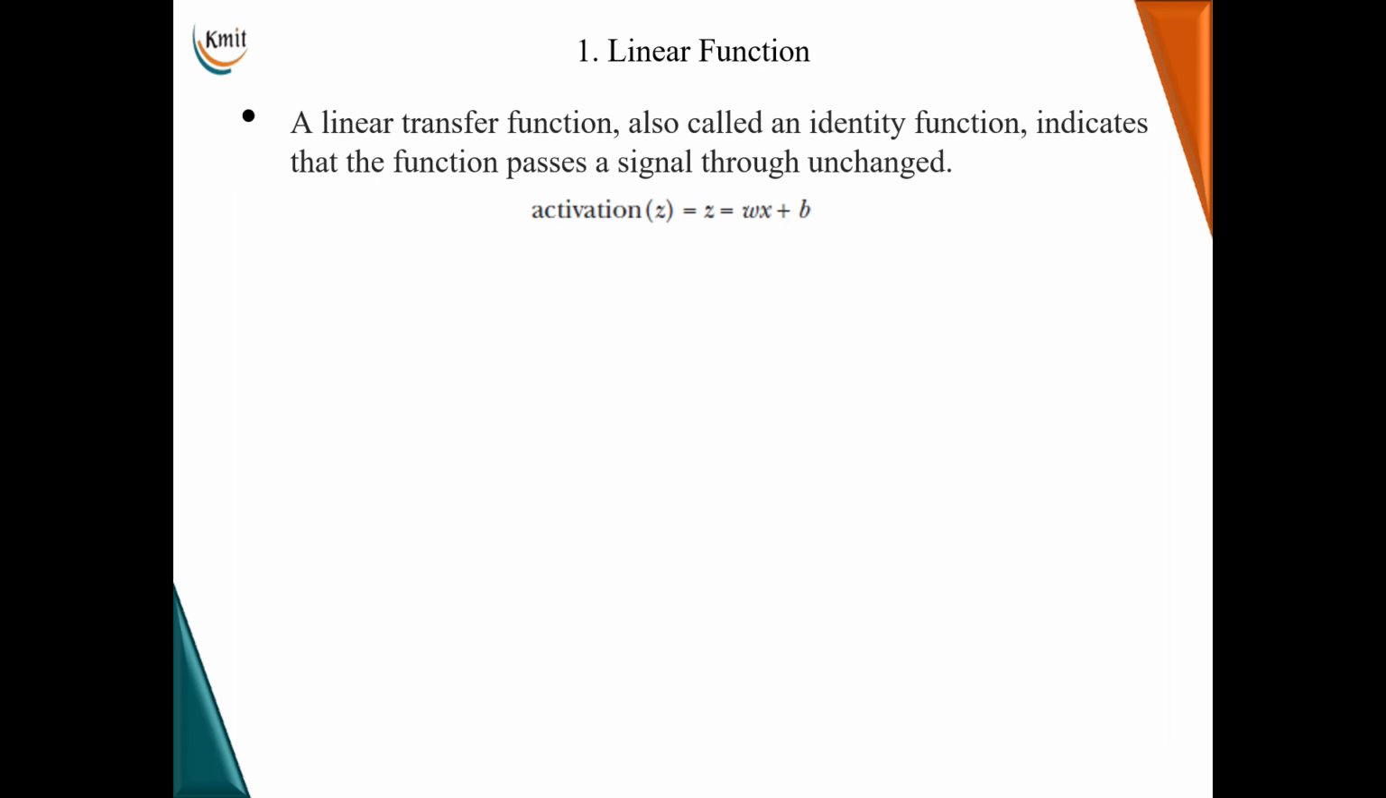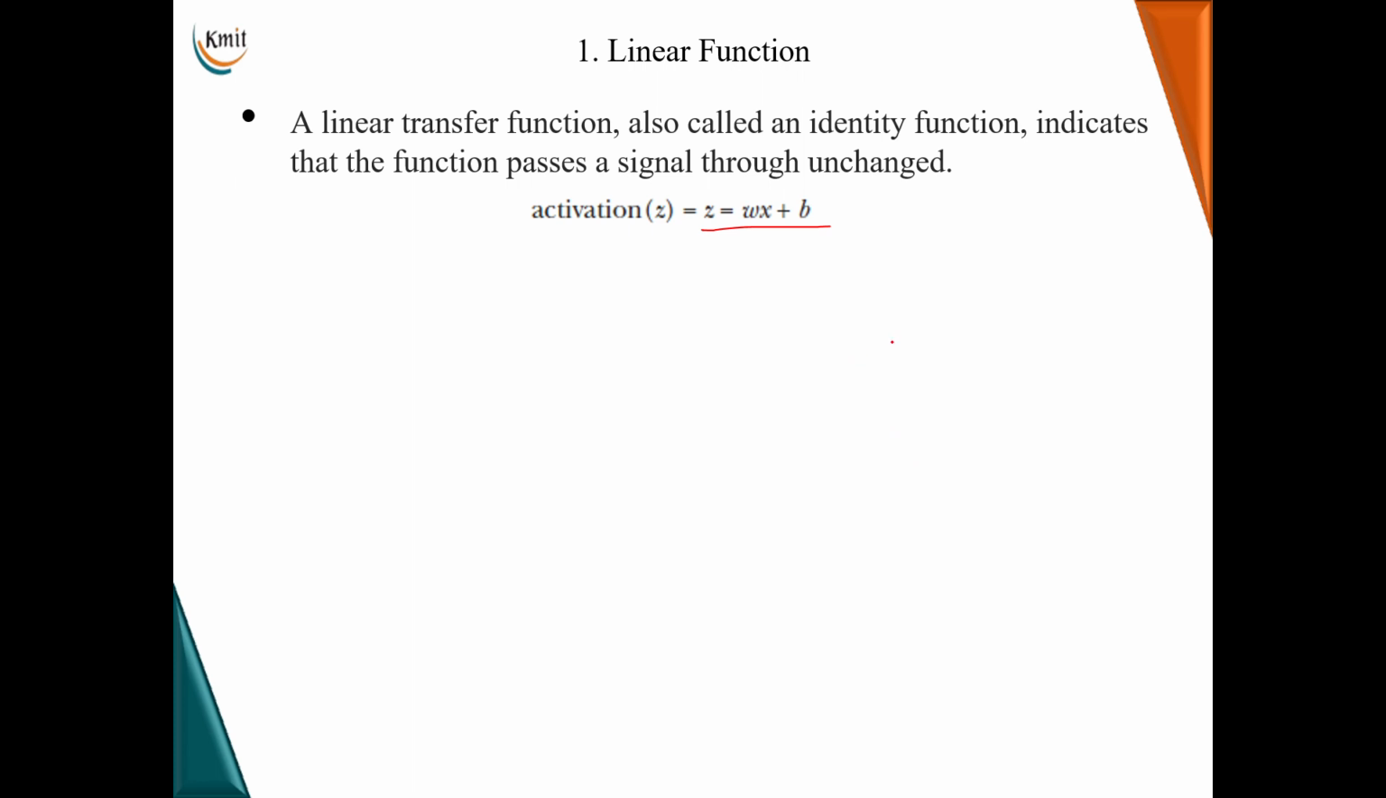The first one is the linear activation function. The linear activation function, also called the identity function, passes a signal through unchanged, and the equation is given as z is equal to wx plus b. So the composition of two linear functions is also linear.